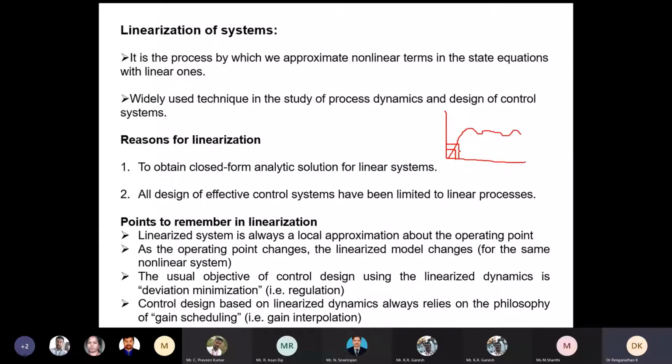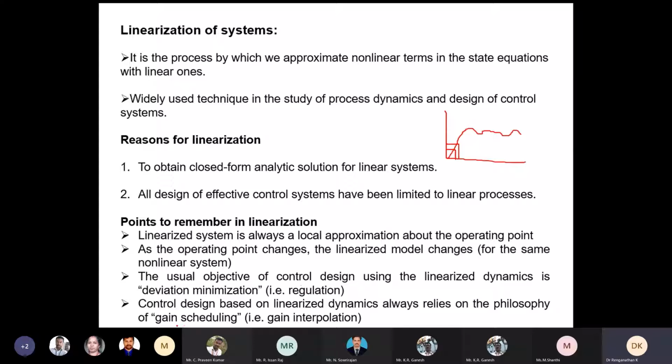By doing linearization, it is not going to affect the system, but we should ensure that the properties of the system are kept intact and are not deviating. If they are deviating, then obviously there is no point in linearization. So we have to ensure that there is deviation minimization. So we have to go for this regulation. We have to identify whether the system is a regulatory system, so that we are able to do the regulation.